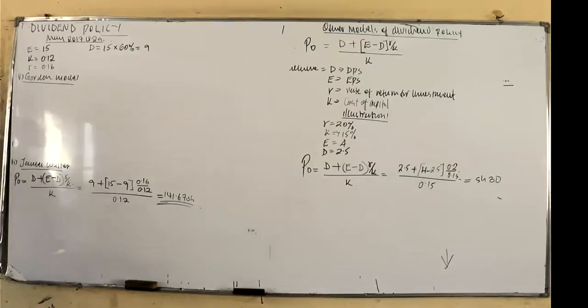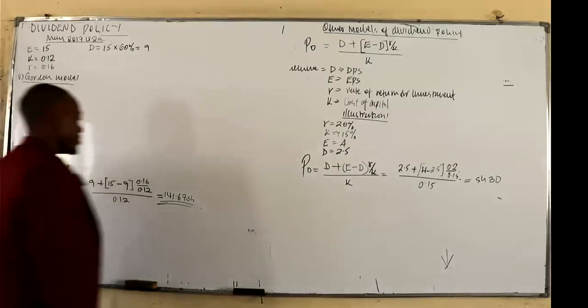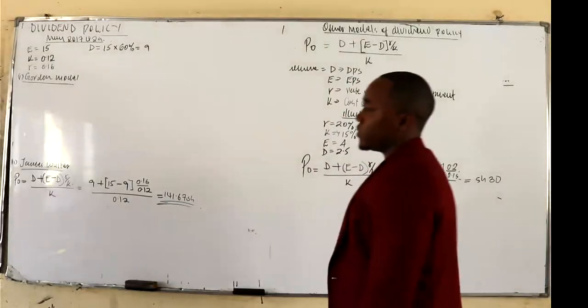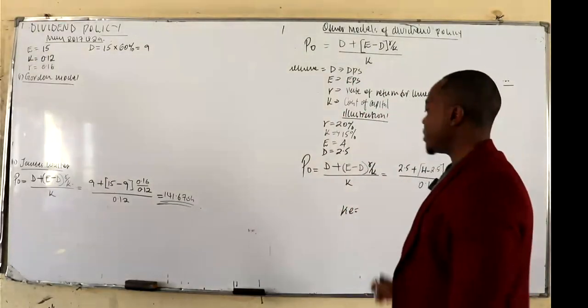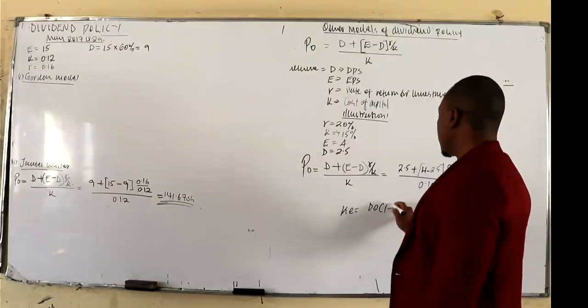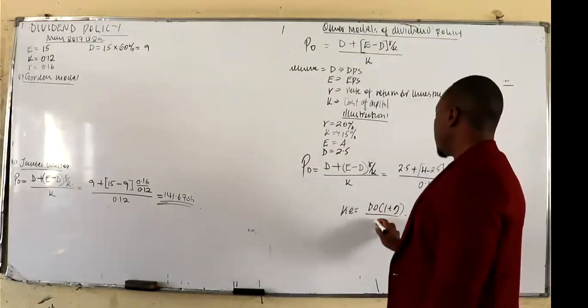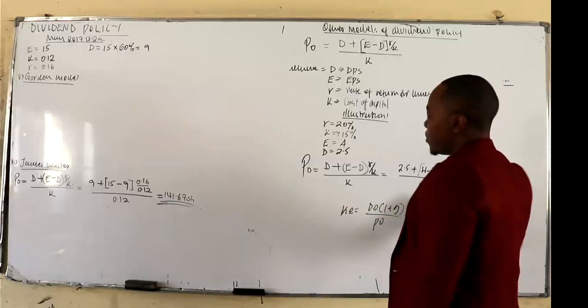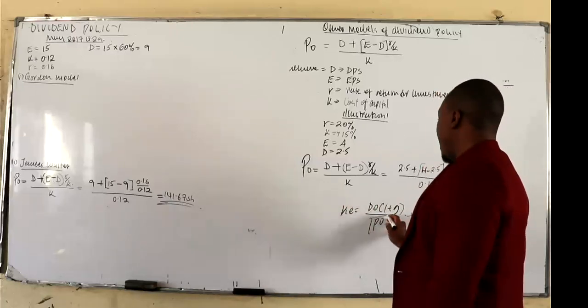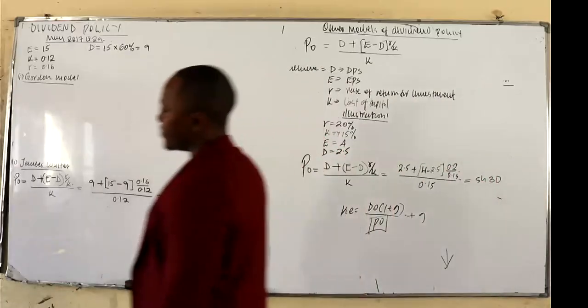This is what we have been doing from the day we started the cost of capital. How do you determine the cost of equity, or the cost of ordinary shares? That is D0(1+g) over P0 plus g. This is what we call the Gordon model. So how do we get P0? P0 is the market price per share.